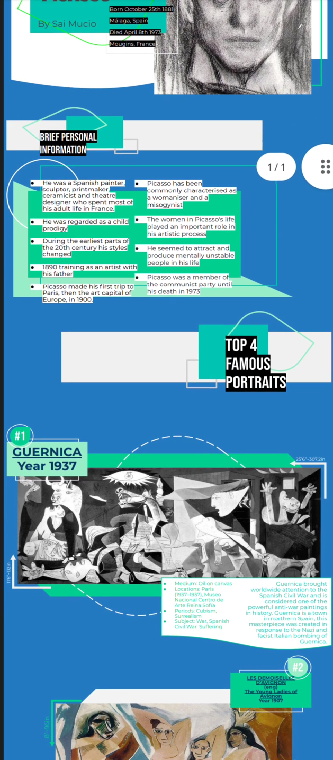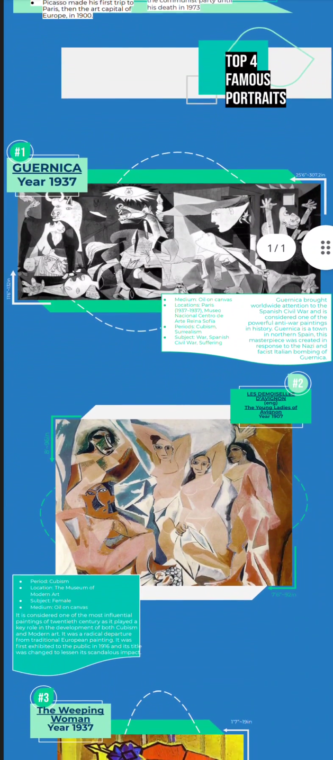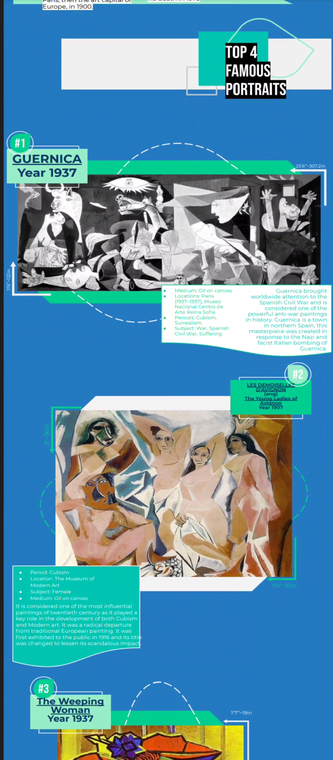Moving on to his top 4 most famous pieces, at number 1 we have the Guernica, made in the year 1937. This piece was created in response to the Nazi and fascist Italian bombing of the town in northern Spain. This work is regarded as arguably one of the most powerful anti-war pieces ever made.